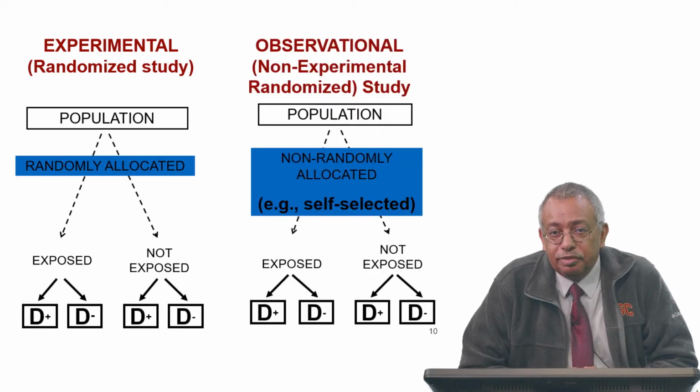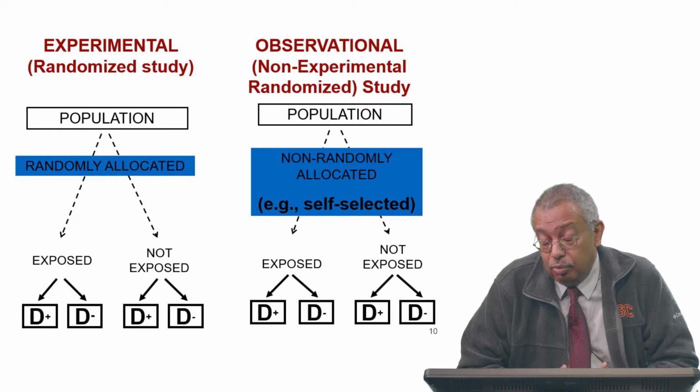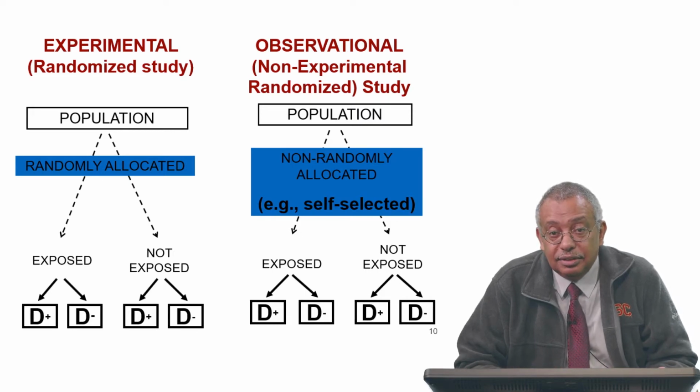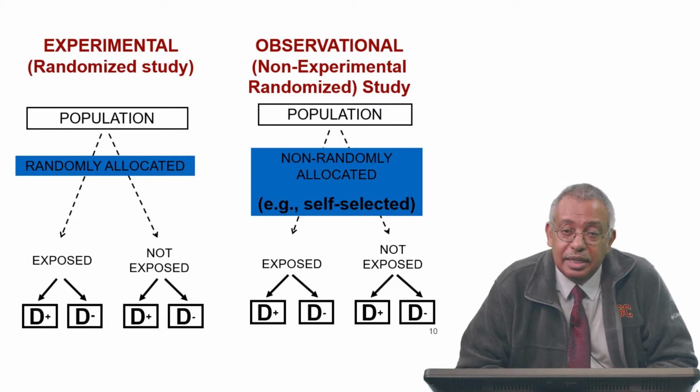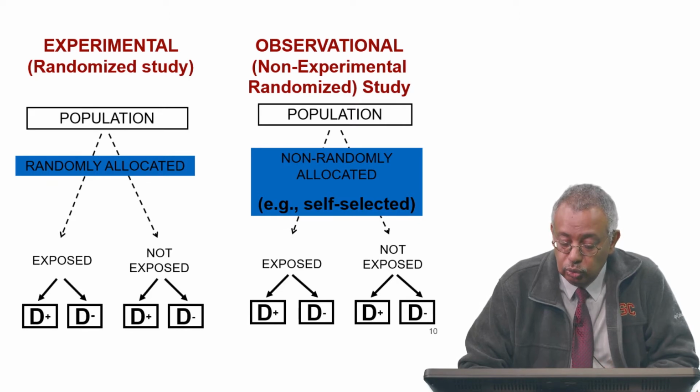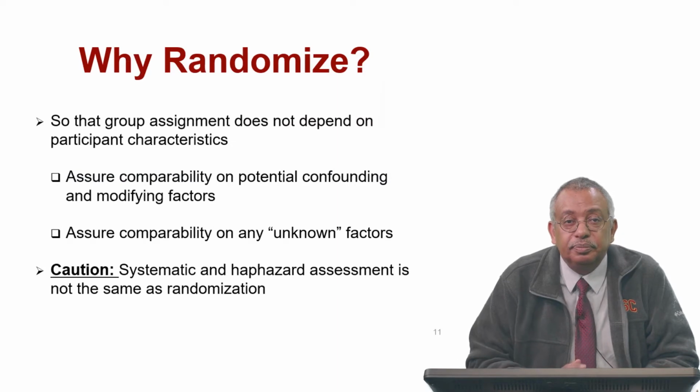And when we are dealing with observational or non-experimental studies, one example is self-selection, but there is non-random allocation here. We start with the population, then some people are exposed and others are not, and we don't have any control over this. And then we also try to see how many of those exposed develop the disease under consideration and how many do not in those two groups, as things develop naturally.